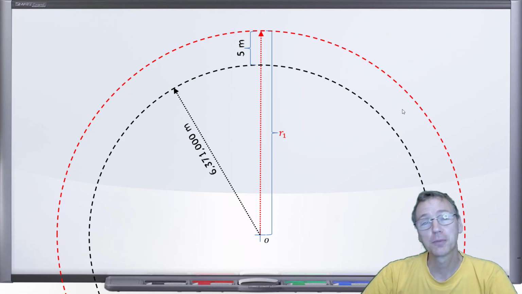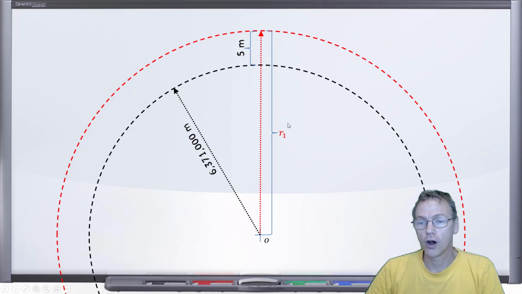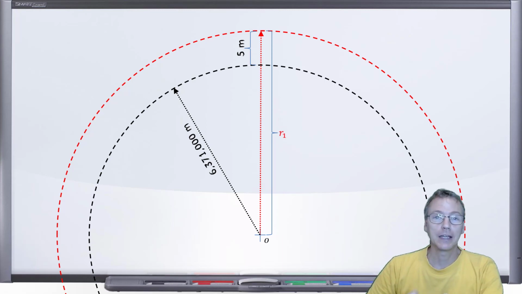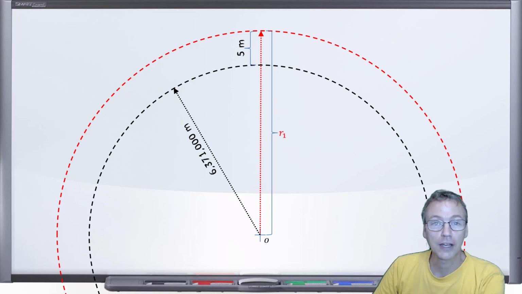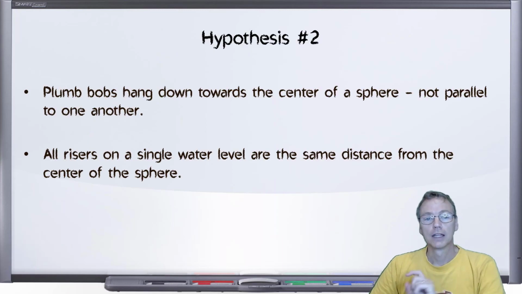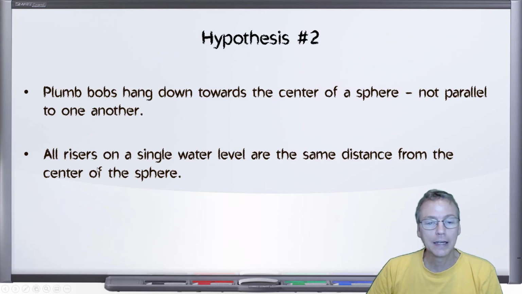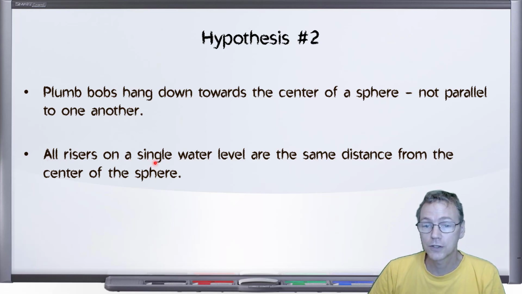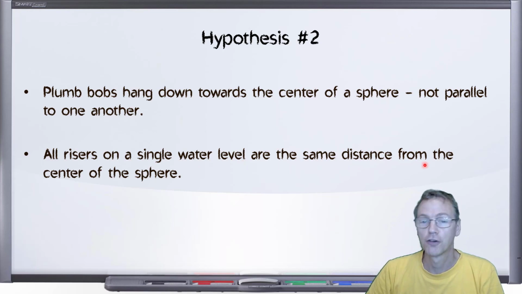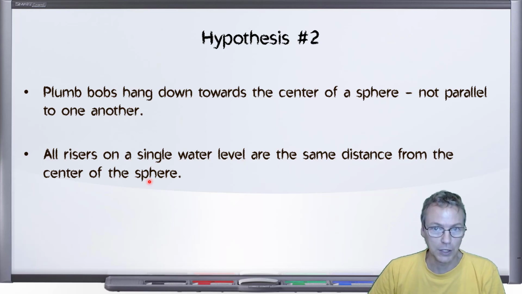If you've finished the previous form, you have entered the radius that you calculated for R1. Keep that handy. We're going to need it here for this next set of questions. Let me remind you, we are working with hypothesis number 2. And in hypothesis number 2, we are suggesting that all the risers on a single water level are the same distance from the center of the sphere.